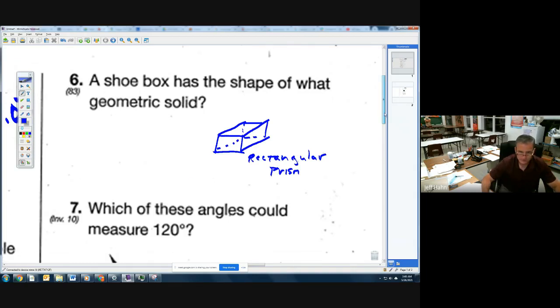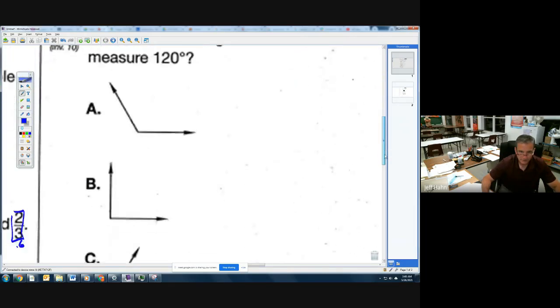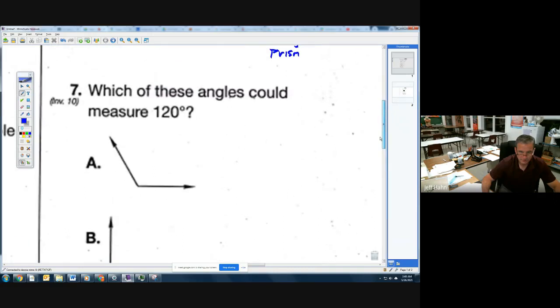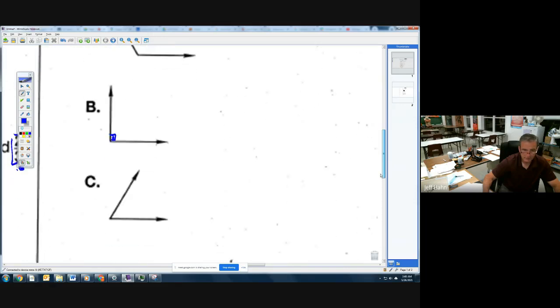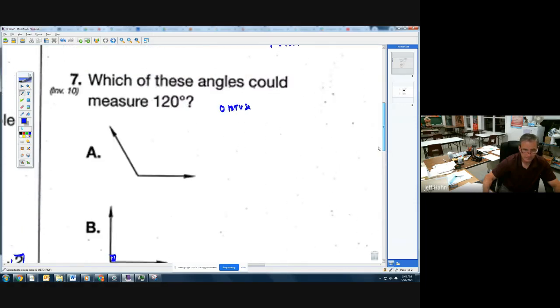Number 7, which of these angles could measure 120 degrees? And we just have to know that 120 degrees is an obtuse angle. It's bigger than 90 degrees. Angle B looks very much like 90 degrees. Angle C, not on the screen, is an acute angle, so that has to be less than 90 degrees. So your only choice, this is a pretty easy one, is angle A, 120 degrees.